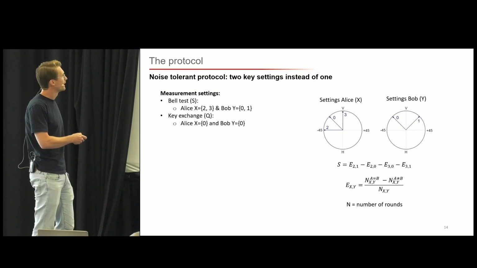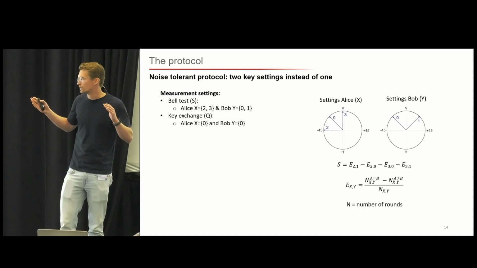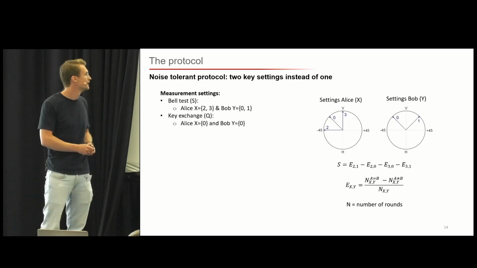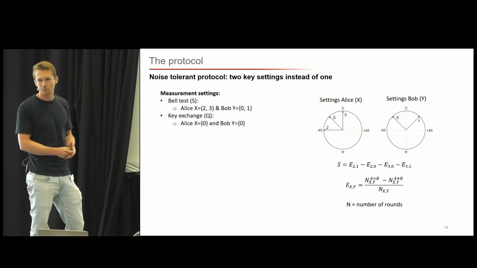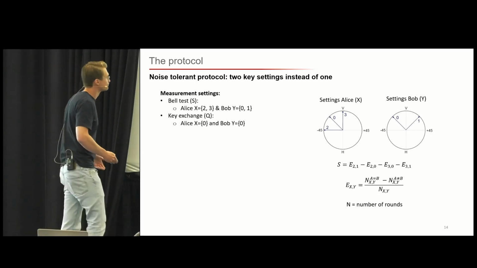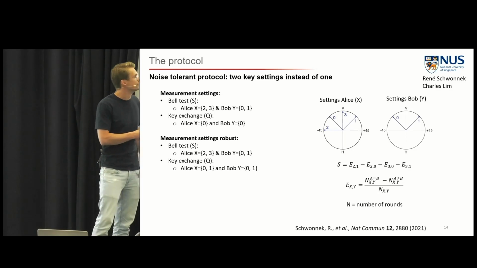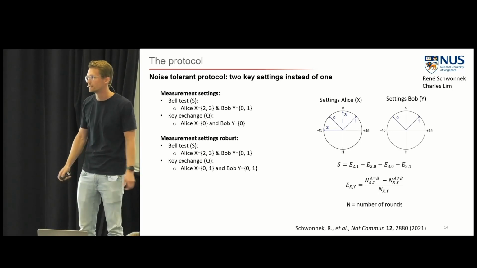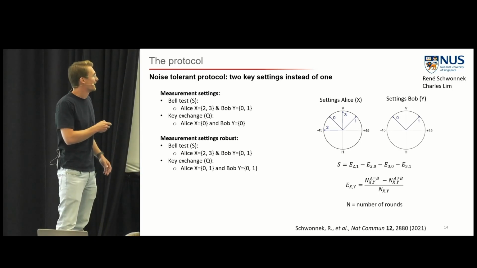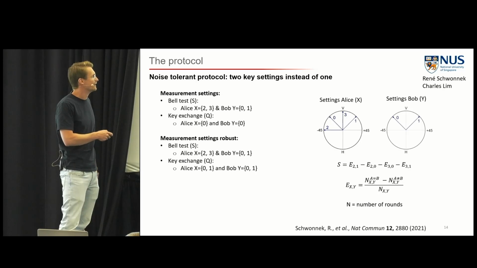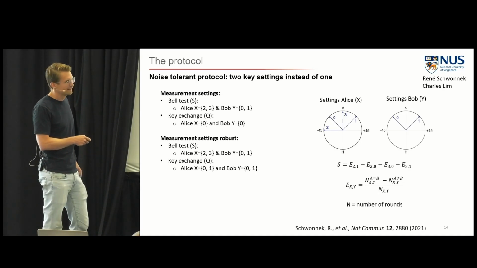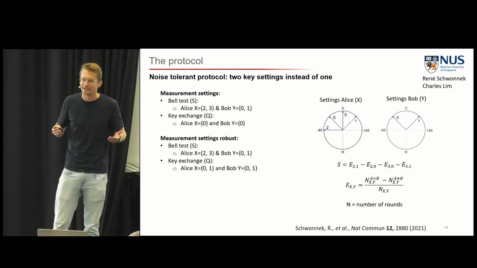Then there's one more pair of settings, Alice 0 and Bob 0, and these measurements are chosen to have maximally correlated or anti-correlated outcomes, and the measurement outcomes here can then be used to generate the key. For this, we worked together with René Schwanneck and Charles Lim from the National University of Singapore, and they improved a bit on this protocol. By adding an extra setting, they could make the protocol more robust against noise.